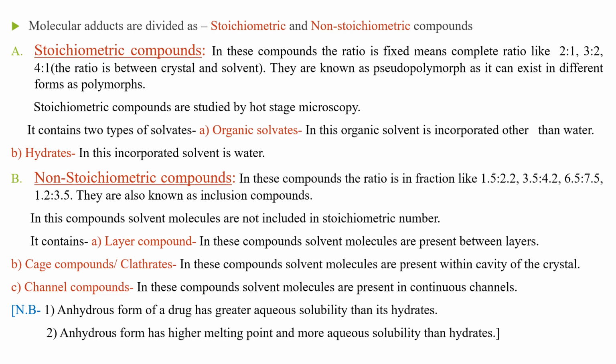So what are layer compounds? In these compounds, solvent molecules are present in between the layers. And what are cage compounds or clathrates? Most importantly, cage compounds are also known as clathrates, and this is one of the major important questions which comes in every examination. So what are clathrates?